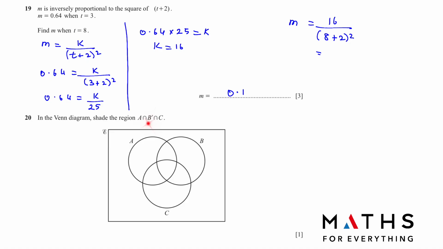In the Venn diagram, shade the region A intersection B prime intersects C. I prefer to say not B so that you understand very easily. Intersects means what is common. Here is your A and not B. Not B means it is not in B, it is outside B. So whatever is common in A and not B is this blue part.